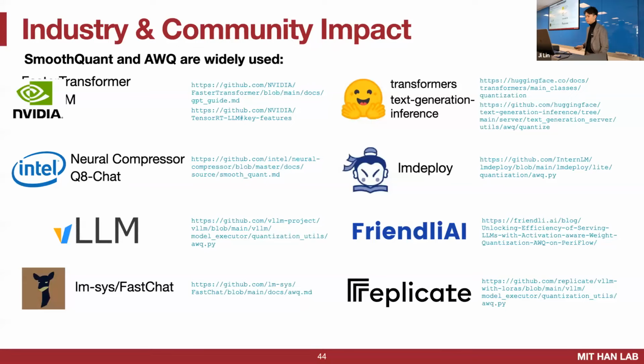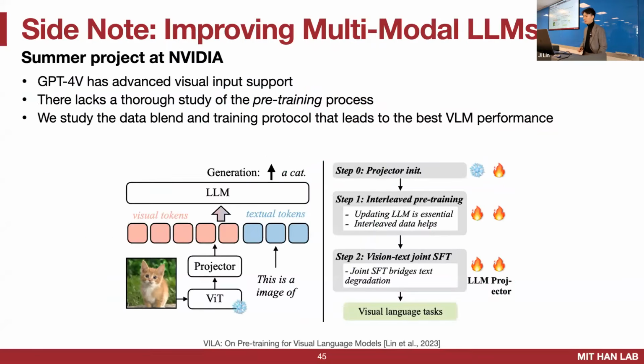for efficient serving. So apart from the quantization study, this summer I've also worked a little bit on the multimodal large language model side, because during our previous study, we generally found that open source models in multimodal settings have limited performance and fall far behind the GPT-4 solution. We believe this is because of a lack of thorough study of the pre-training process, because people generally just focus on the instruction tuning process of these models.